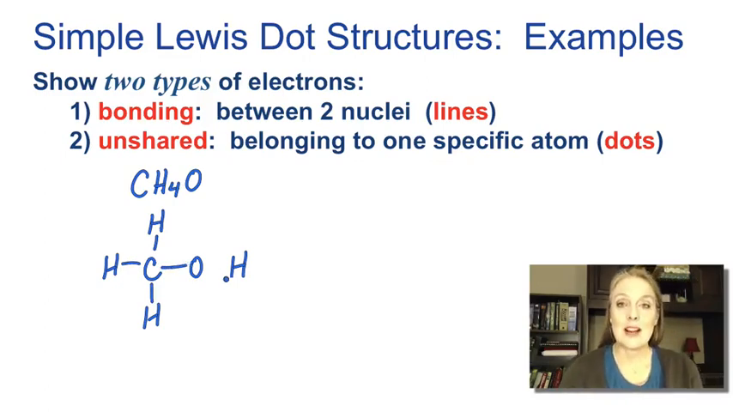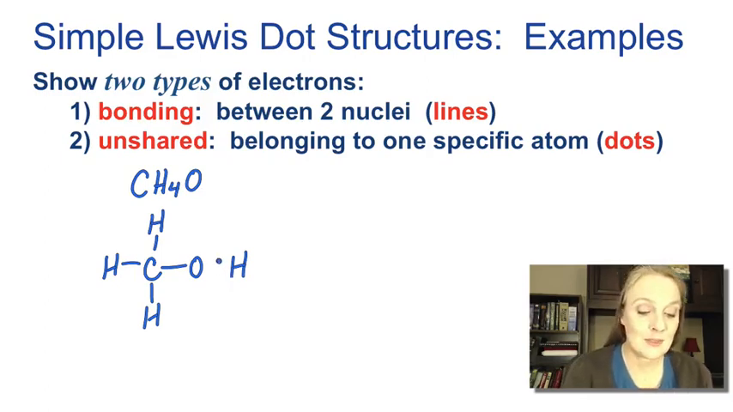What about the oxygen? How many valence electrons does oxygen have? Oxygen has 6 valence electrons. It's in group 16. So oxygen is going to use 2 of those valence electrons to make bonds, and the other 4 valence electrons remain on the oxygen as lone pairs. So this is the Lewis dot structure of methanol.